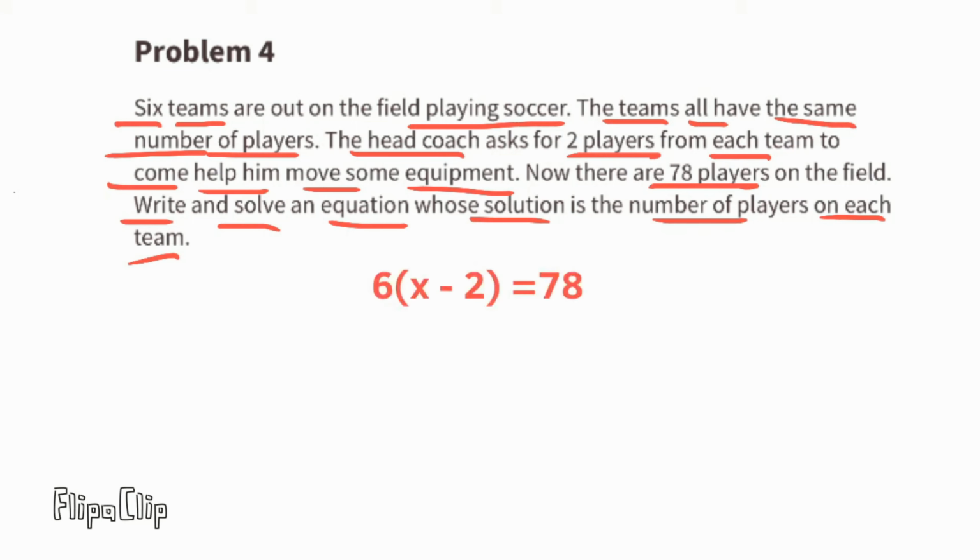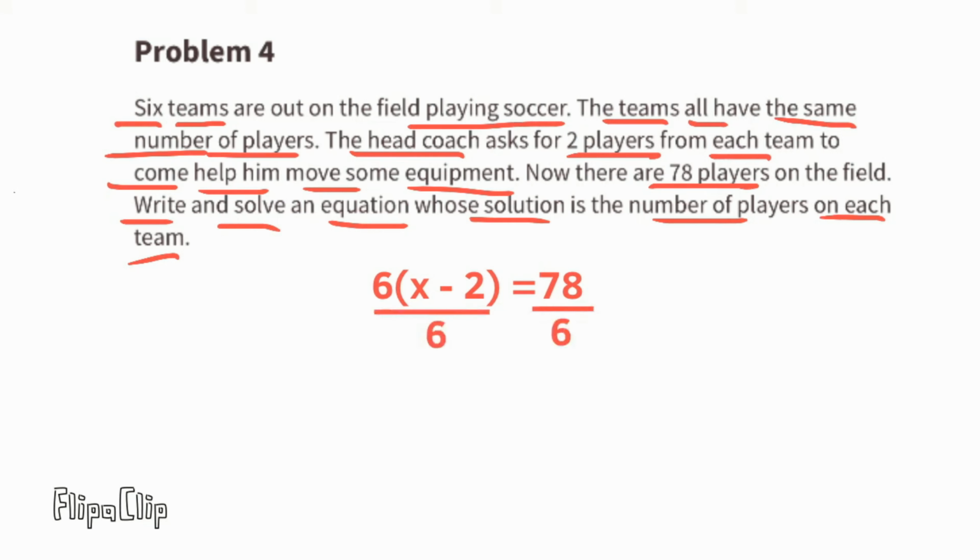Here's my equation. The 6 stands for the 6 teams that are playing soccer on the field. The x stands for the unknown amount of players on each team. The -2 represents 2 players from each team leaving the field to help the coach move some equipment. And the 78 represents the number of players altogether who remain on the field playing soccer.